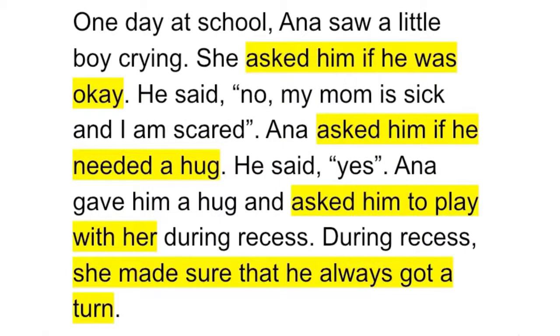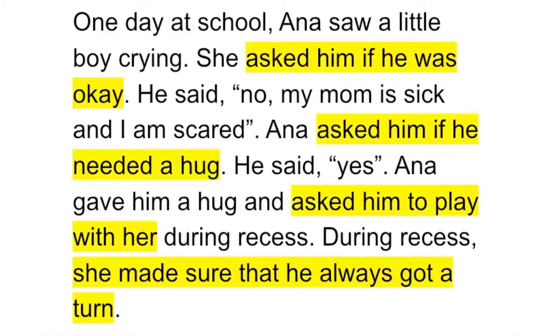The last thing that Anna did was she made sure that he always got a turn. So she was looking out for the little boy and knew that because he wasn't feeling very happy, he needed a friend, and also she wanted to make sure that he always got a turn, that way he didn't start to feel sad again.